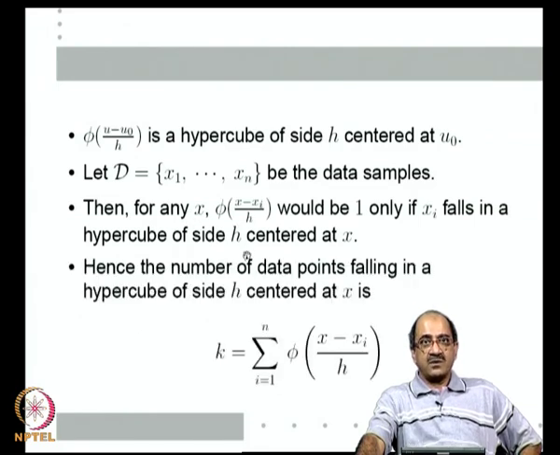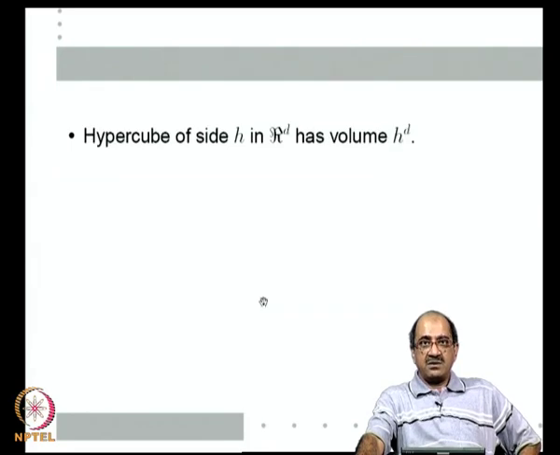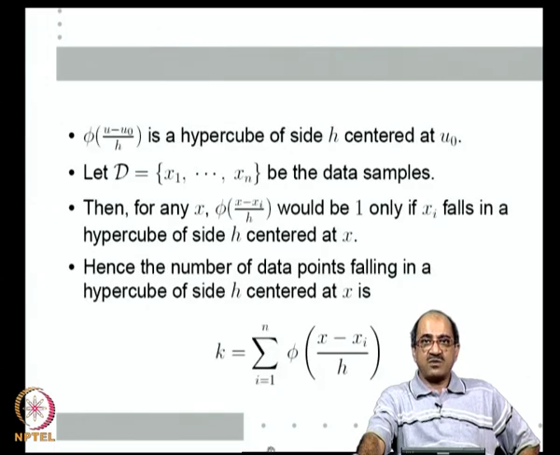So, the number of data points falling in a hypercube of side h centered at x is given by the sum over i equal to 1 to n of phi of (x minus xi) by h. For each i, phi of (x minus xi) by h is 1 if xi is inside this hypercube of side h centered at x. So, this sum will give me the number of points in this hypercube. And in R d, a hypercube of side h has volume h power d. So, now we know the volume element h power d, we know the number of points that fall in this volume element, and n is the total number of data samples.